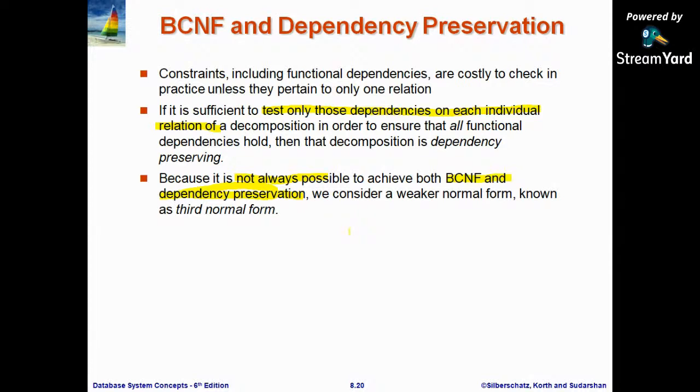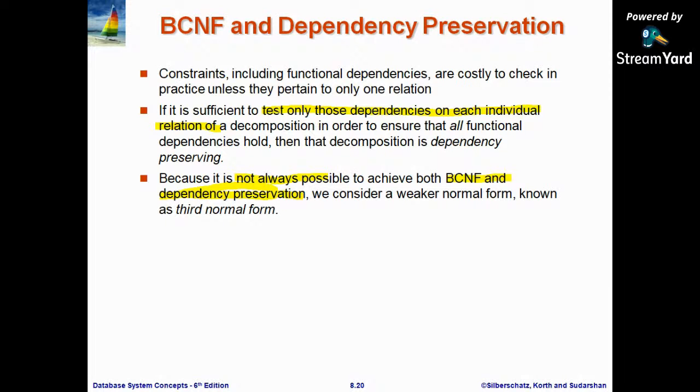With the BCNF, you need to check for the dependency preservation as well. This is again a very important terminology, the dependency preservation. The dependency preservation says that whenever you want to check for any functional dependency, you should be able to check a particular functional dependency only in one relation. It should not be needed to combine the multiple relation to check a functional dependency. We will see in detail.